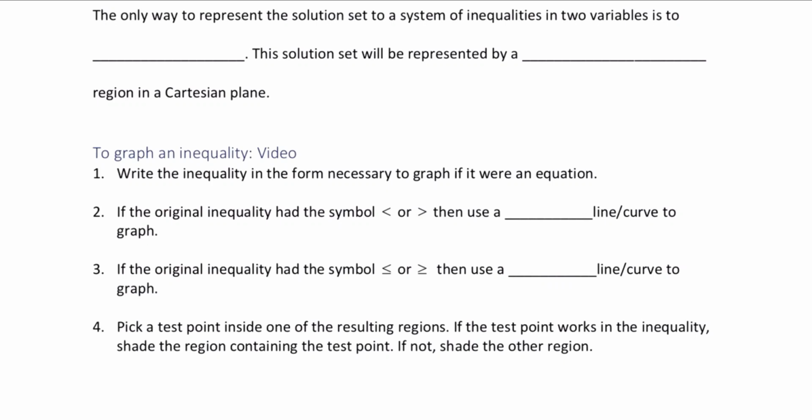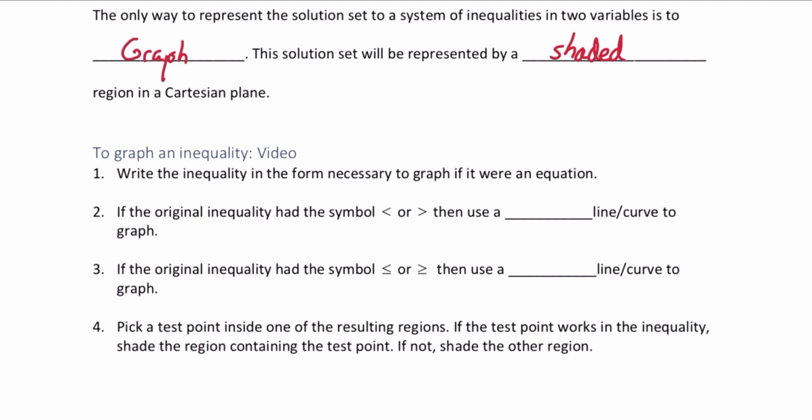The only way to represent the solution set to a system of inequalities in two variables is to graph it. The solution set will be represented by a shaded region. The steps to graph are: 1. Write the inequality in the form necessary to graph if it were an equation.